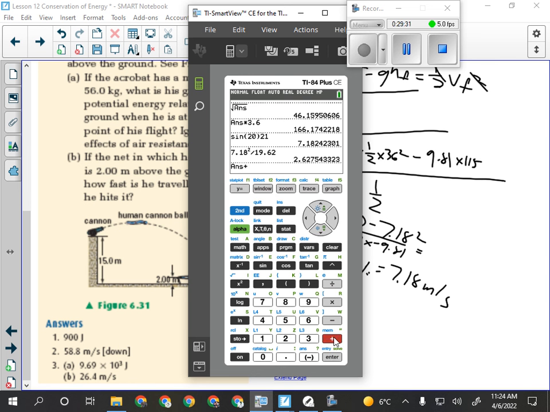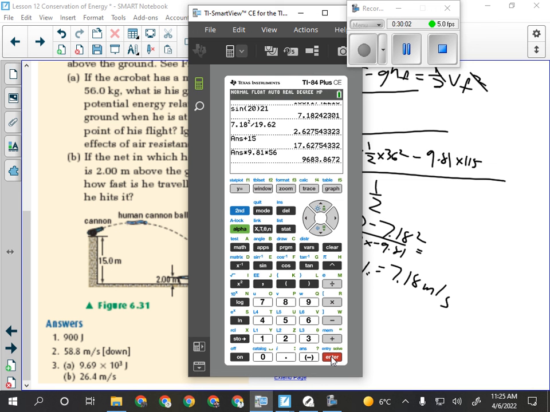Okay, so if I just go plus 15 meters, now I have the height. Can I calculate his potential energy? Times 9.81 times, what was his mass, 56? Okay, that's what they got. 9,683 joules, or 84 joules. Okay, that's one way to do it.